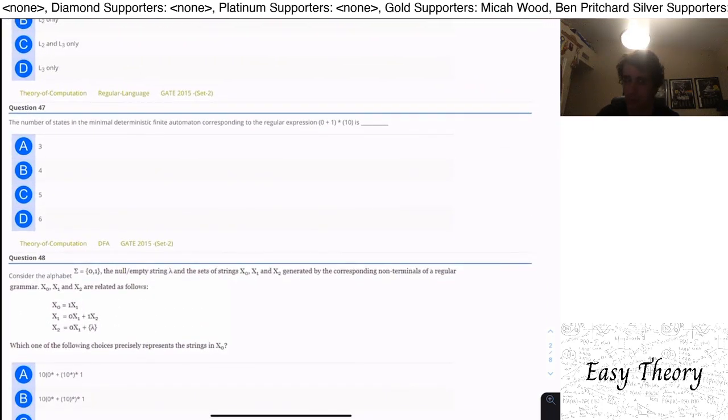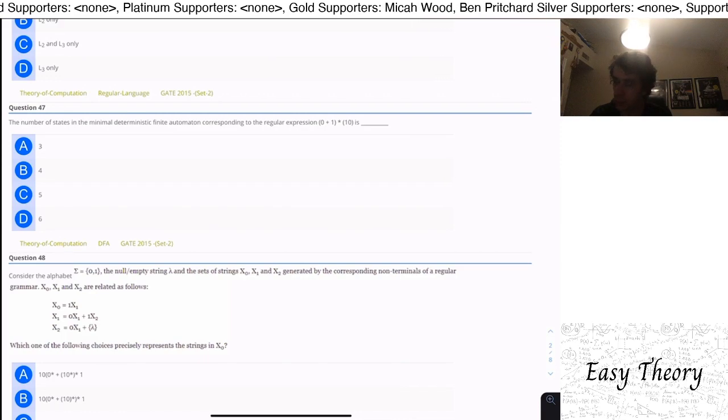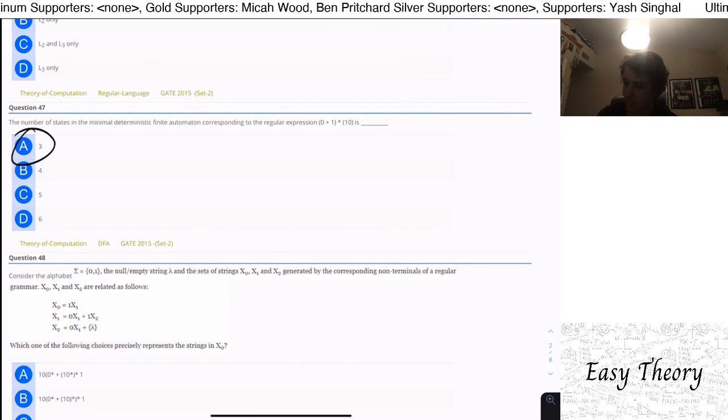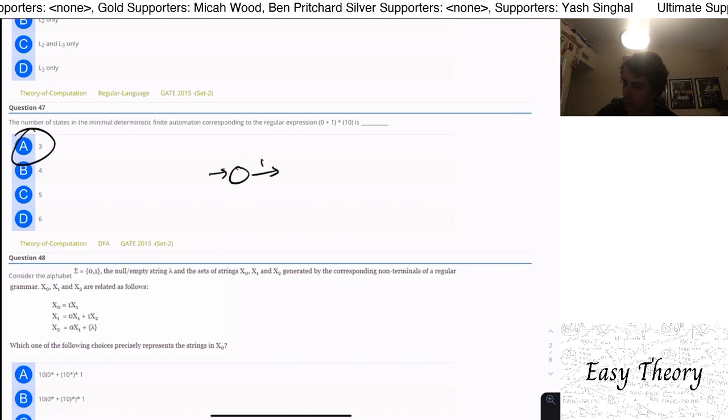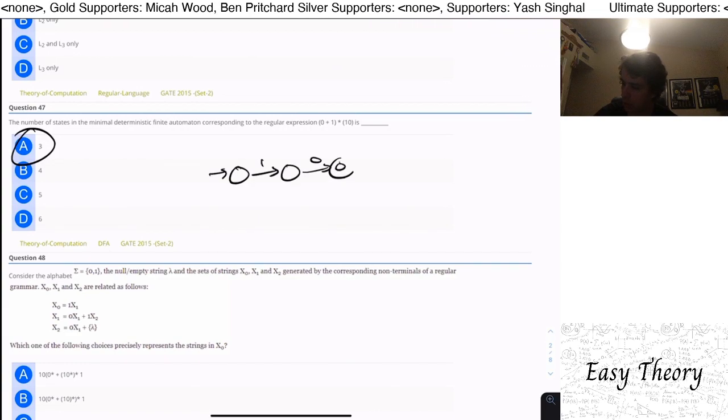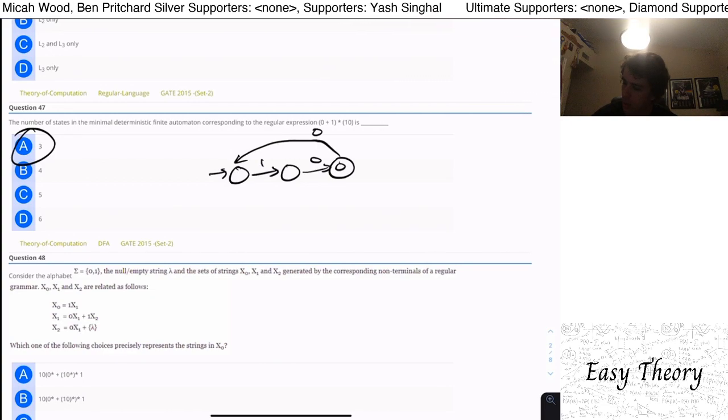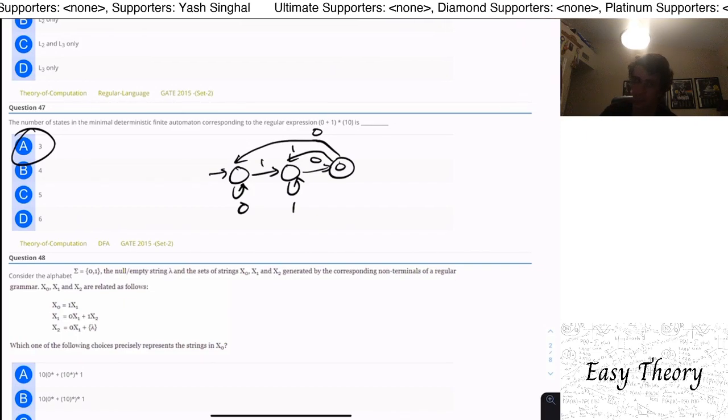Cool. Minimum number of states in the DFA to recognize this. So this must be... It ends with 1, 0, so that means that we can do it with 3 states because we can do something like this. So 1, 0, and then if this sees a 0, it'll have to start again. If it sees a 1, it can go back here and try again. If we see a 1, we stay here, and if we see a 0, we stay here.